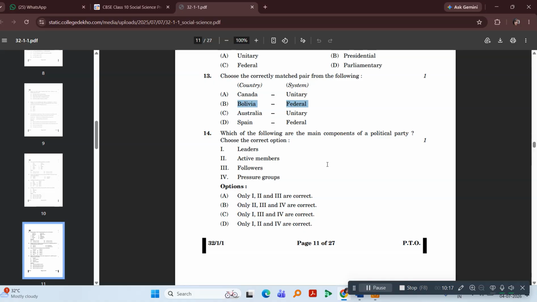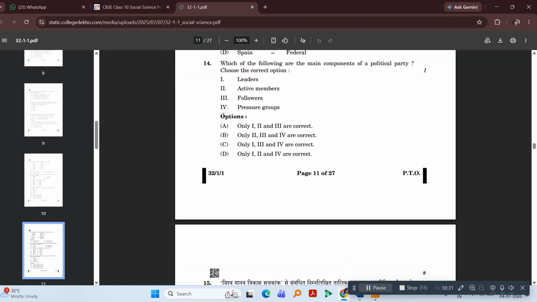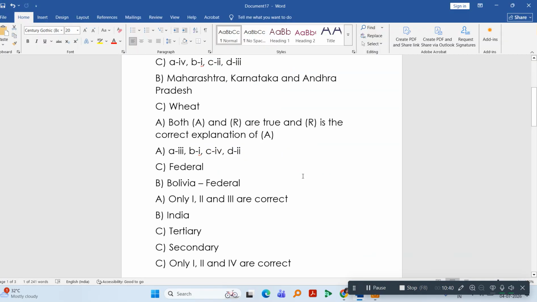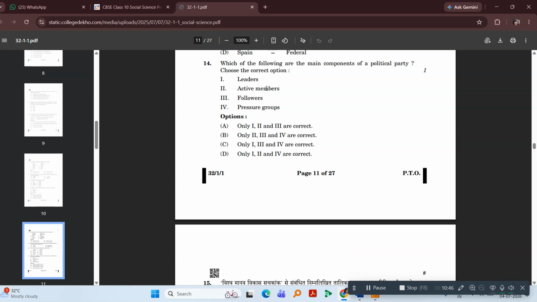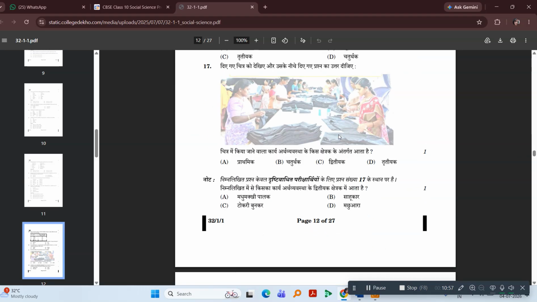Which of the following are main components of a political party? Is it 1, leaders, 2, active members, 3, followers, and 4, pressure groups? The options are like this. What do you think are the correct options? Do you have any idea? Any guesses? Only 1, 2, and 3 are correct: leaders, active members, and followers. Pressure groups are not the main component of a political party.